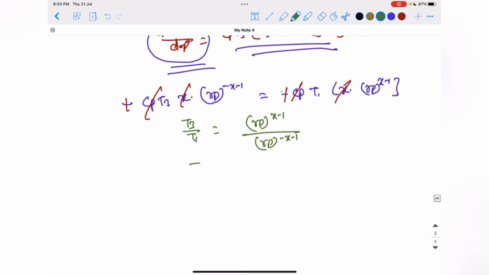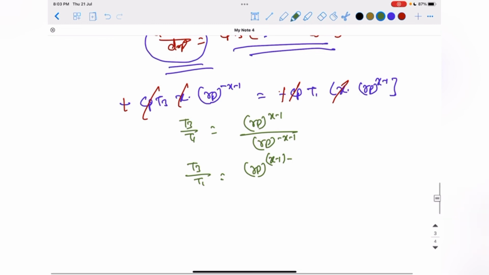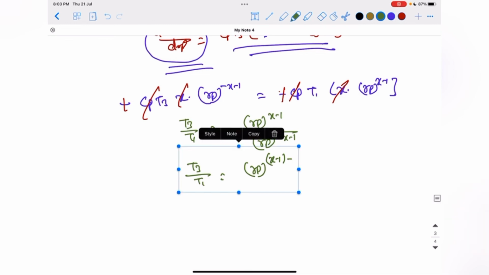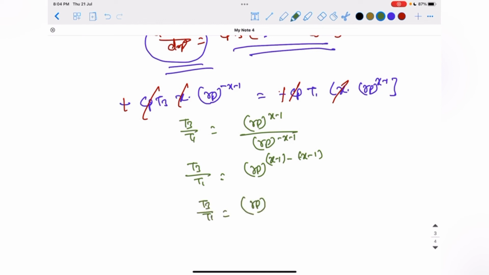So I can rewrite this equation as T3 by T1 is equal to Rp to the power x minus 1, minus of, since this is in the denominator, if I want to take this Rp to the numerator, I have to subtract it in this way. This is minus of minus x minus 1. So I get T3 by T1 as Rp to the power 2x.